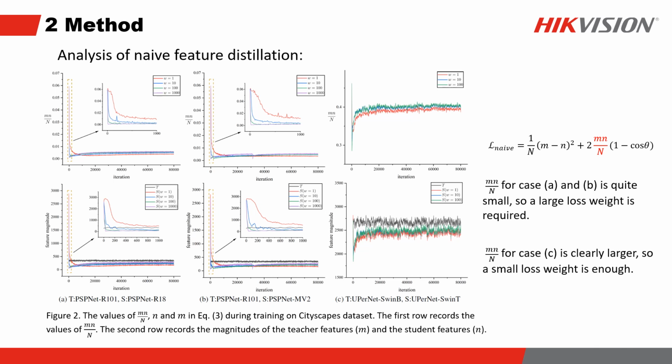We observe that the angular difference term is critical for the naive feature distillation, but the weight of the angular difference term is affected by the magnitude of the features. Since the magnitude of the features produced by different models may vary significantly, it is hard to determine a suitable loss weight for various models.